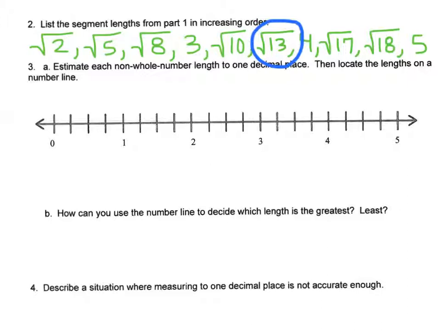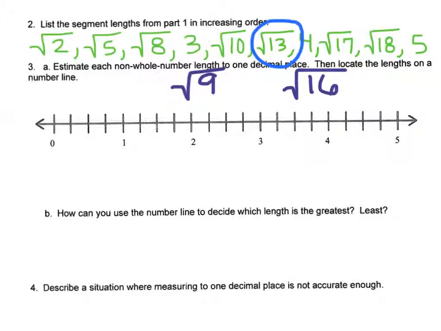The perfect square number that is closest to 13 but less than 13 is 9. The perfect square number that's closest to 13 but more than 13 is 16. Now, we're not actually looking at the number 13, we're looking at the square root of 13. So I'm going to take the square root of 9 and the square root of 16. So what I know is that the square root of 13 is going to be somewhere in between the square root of 9 and the square root of 16.